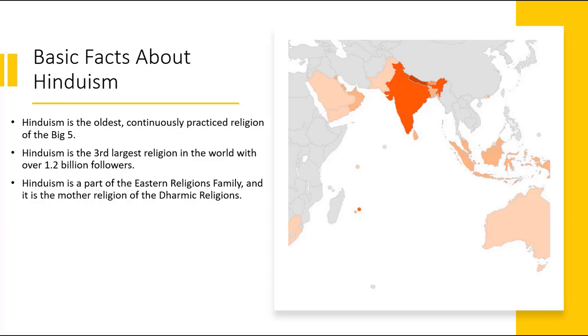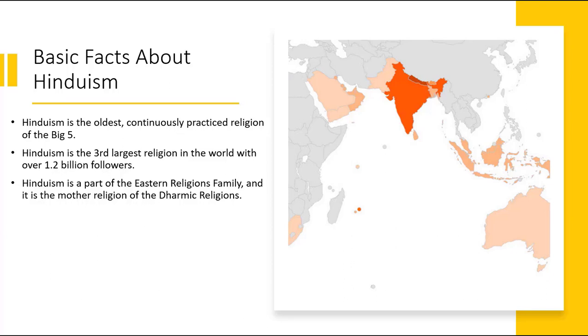In fact, like we will soon discuss when we get to our lecture on Judaism, Hinduism is a mother religion, meaning that it is the basic root for other religions within the Eastern religion family, primarily Jainism, Sikhism, and Buddhism. All of those religions emerged out of Hinduism, and so Hinduism is what we classify as a mother religion. They also fit within this subgroup of Dharmaic religions, and we'll get more into that.